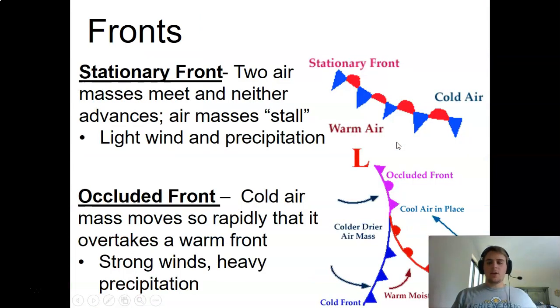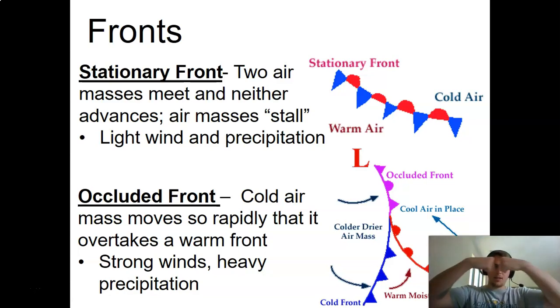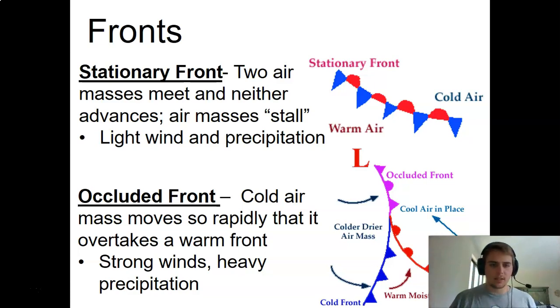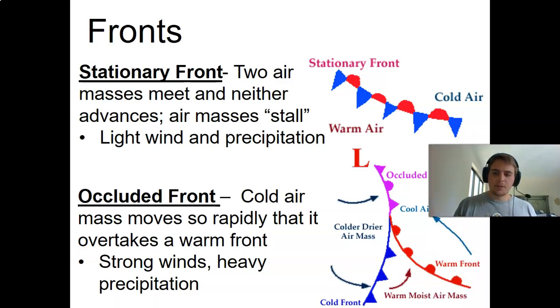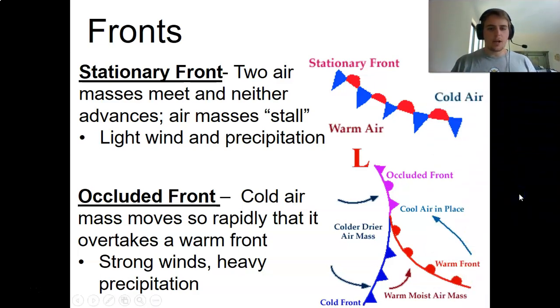Okay, and then there are a couple of kind of weird looking, or not, just more complex fronts. So a stationary front is when the two air masses meet and neither one advances. Okay, the air masses just kind of stall. You have light wind, maybe some precipitation, not much going on. Whereas an occluded front, this is where it gets really weird. Okay, so stationary fronts are going to have triangles and circles, but they're going to be going in opposite directions. It's like interlocking your fingers.